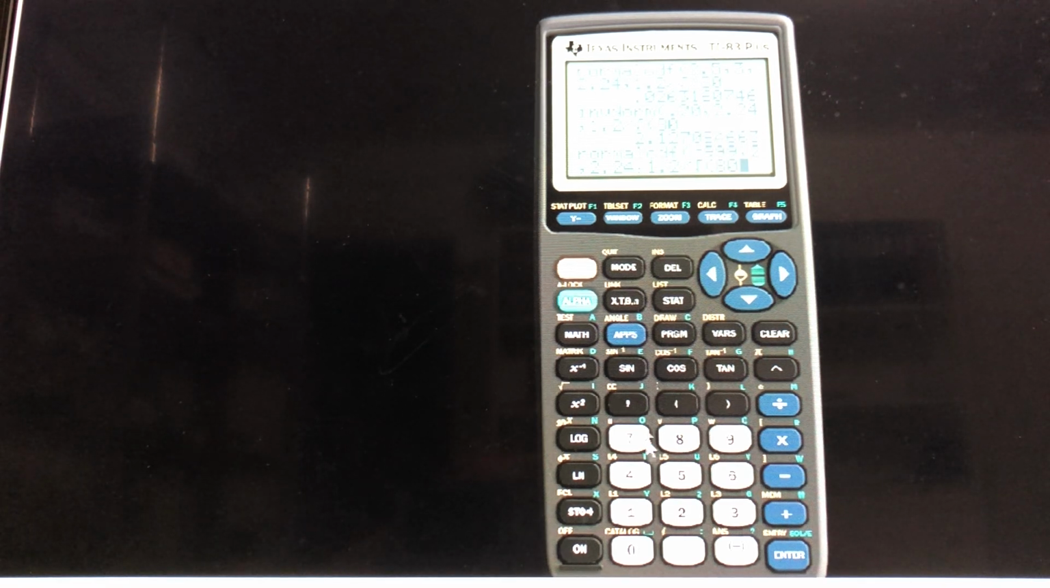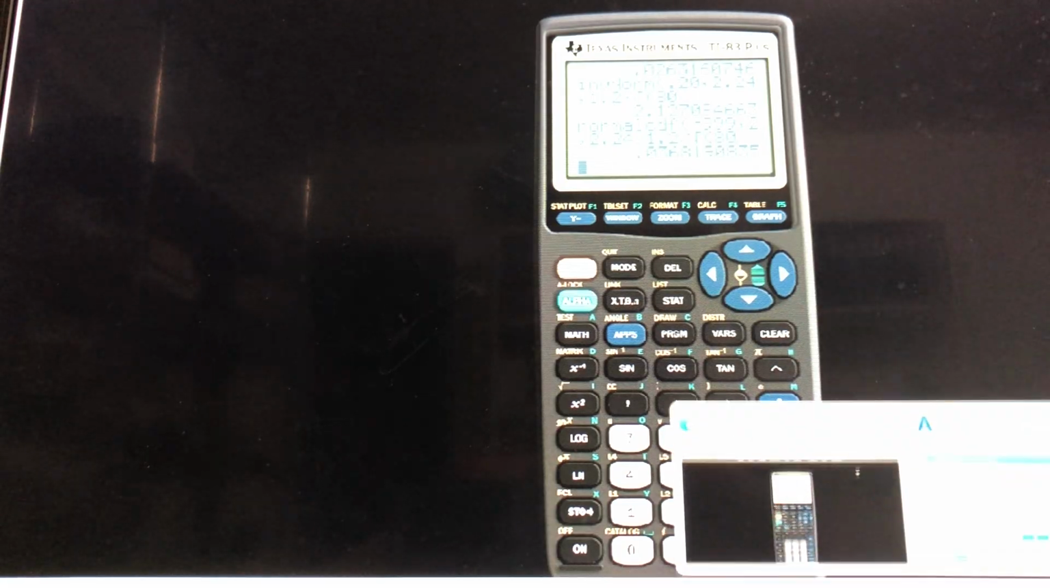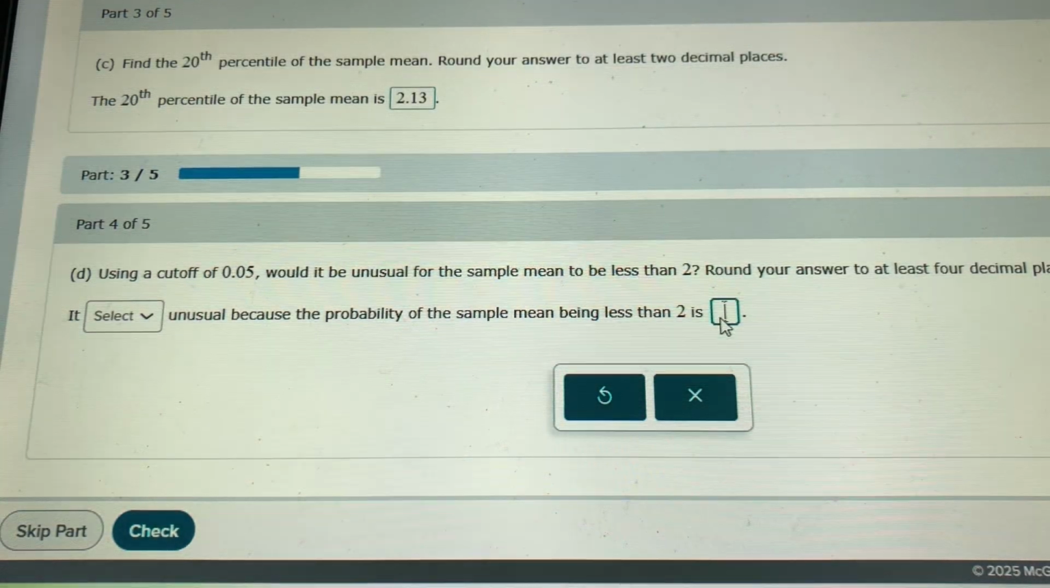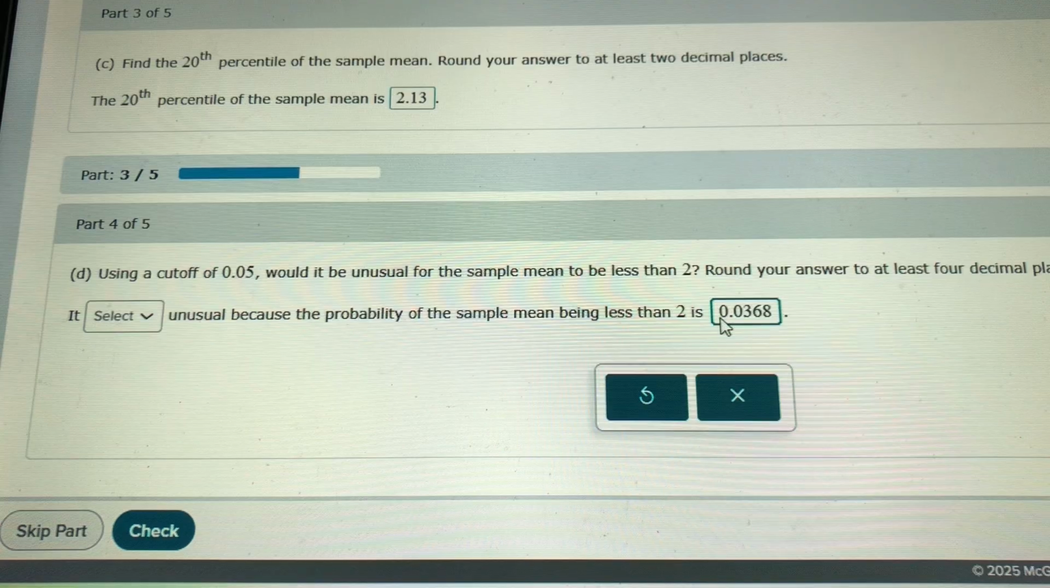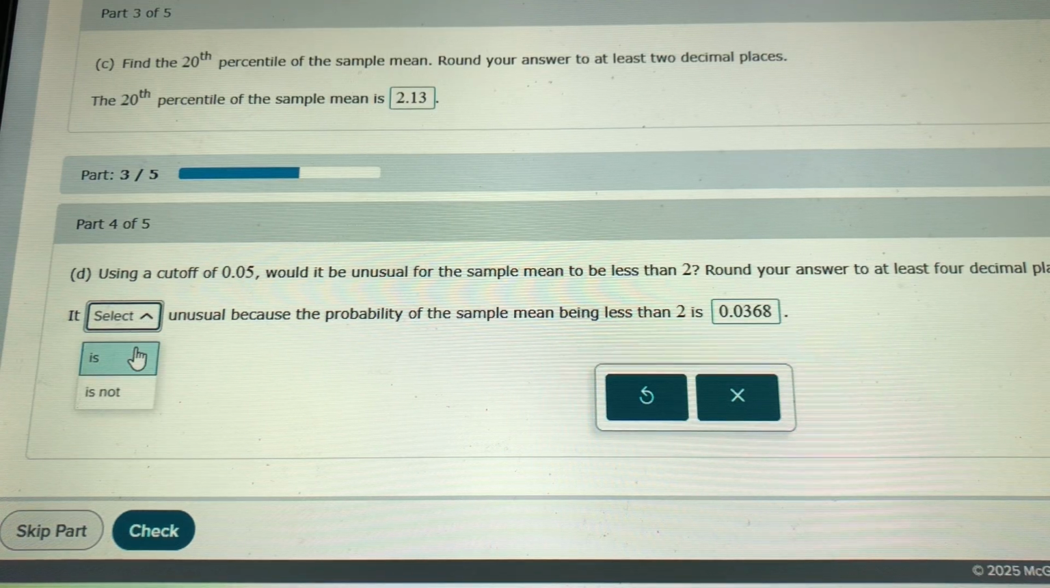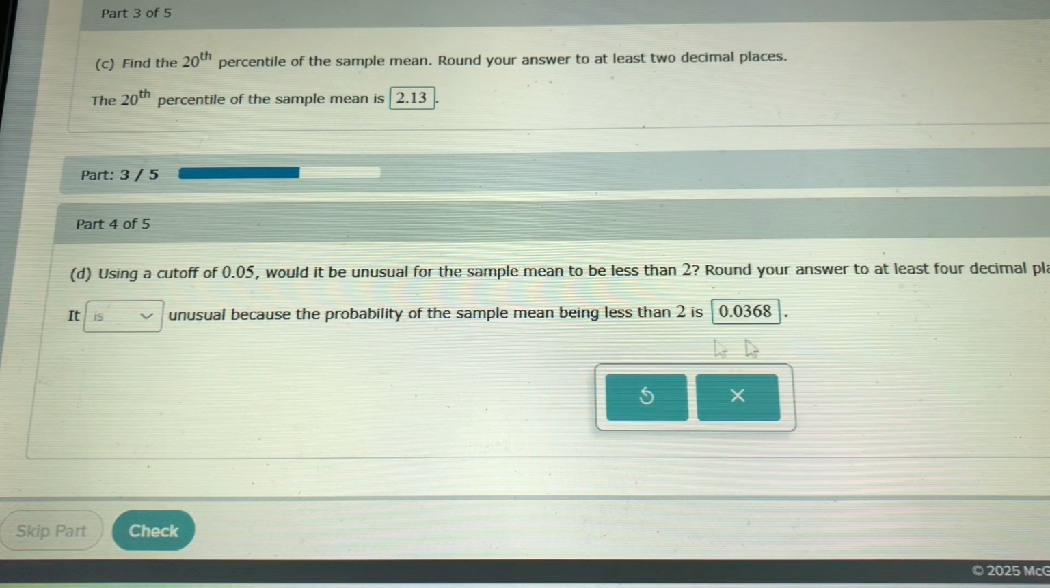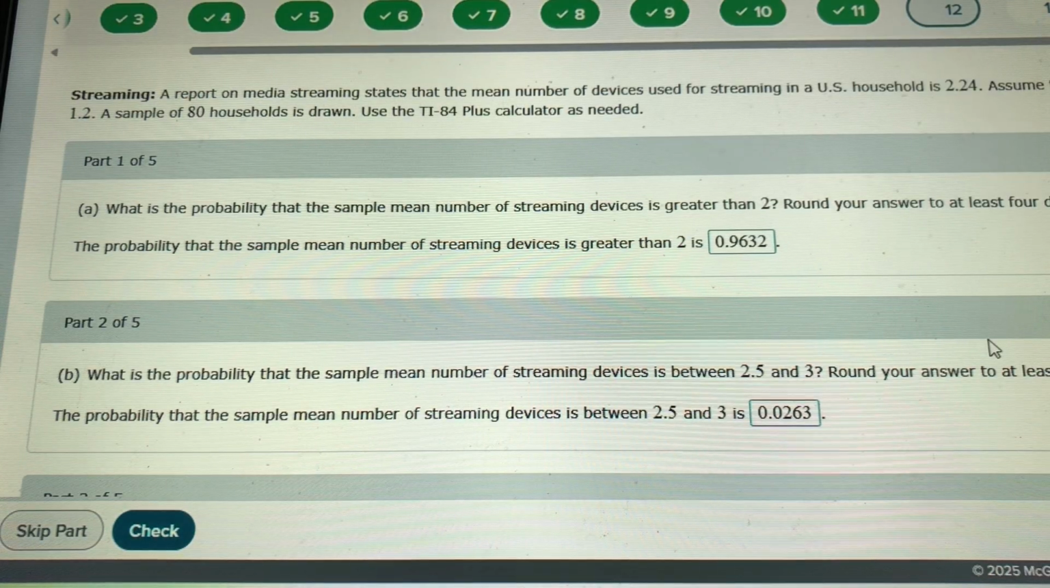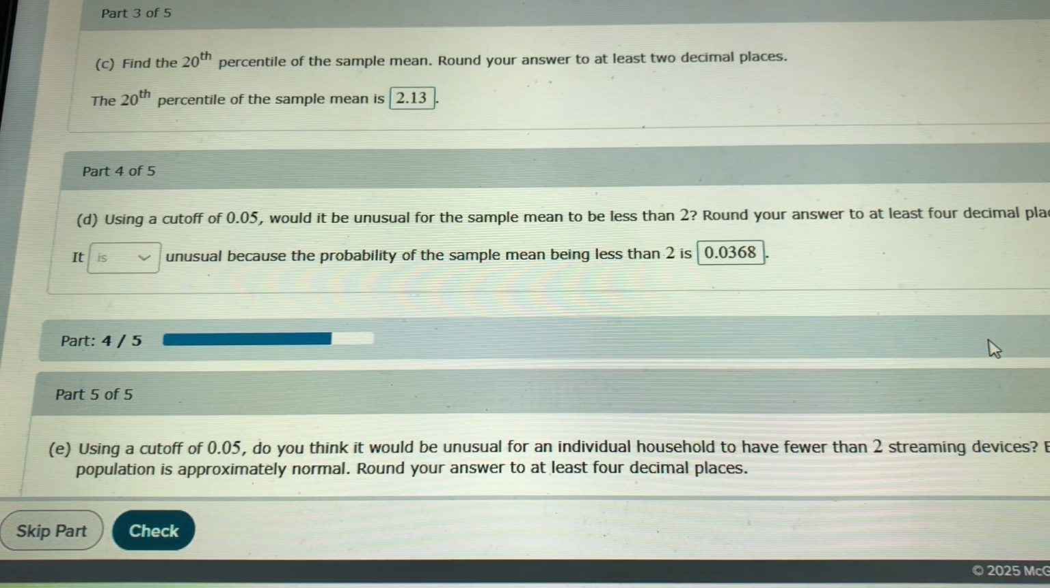Is this going to be less than 0.05? If so, then it's unusual. It is less than 0.05. It's 0.0368. 0.0368 makes this unusual. It is unusual because the probability is low enough, it's less than 0.05. So if you have less than 2 streaming devices in your house, you're an unusual household.